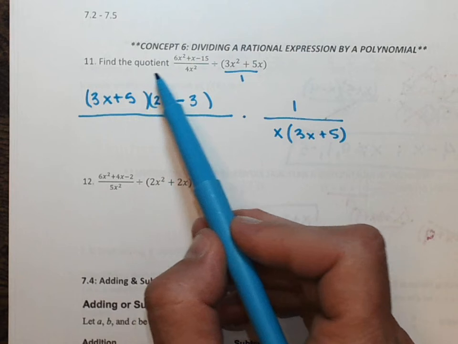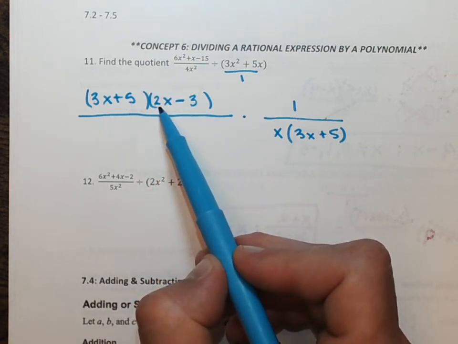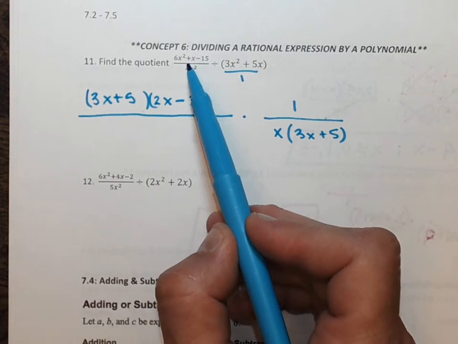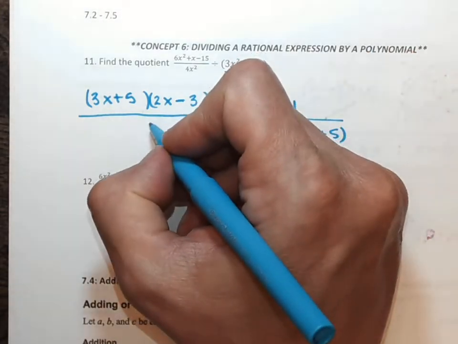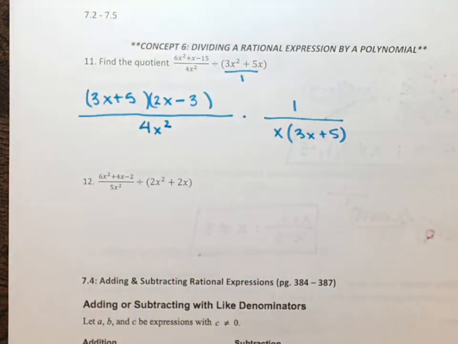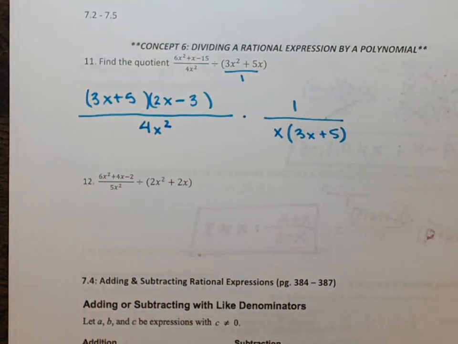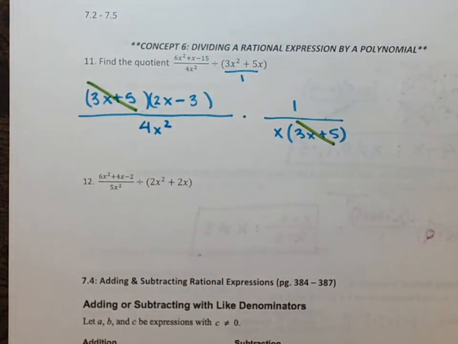If I multiply the outside, that's negative 9. The inside's positive 10. And does that have a difference of 1? For sure. So, made it kind of easy that way. Over 4x squared right here. And now I'm going to look to simplify. And yes, I can simplify out the 3x plus 5s.